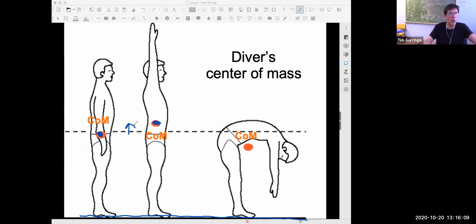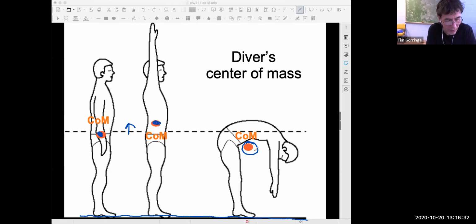Then I lean forward. I'm not going to do this. I'll hit my head. Lean forward to do the dive. And my center of mass has both fallen downwards and moved towards the right, because some of my mass has headed towards the floor and some of my mass has headed towards the right.